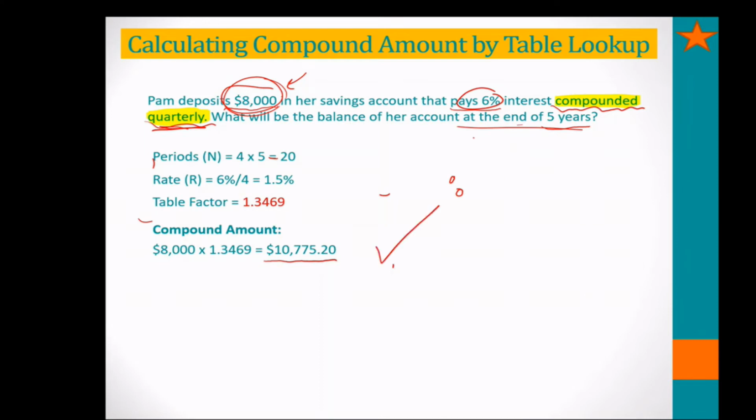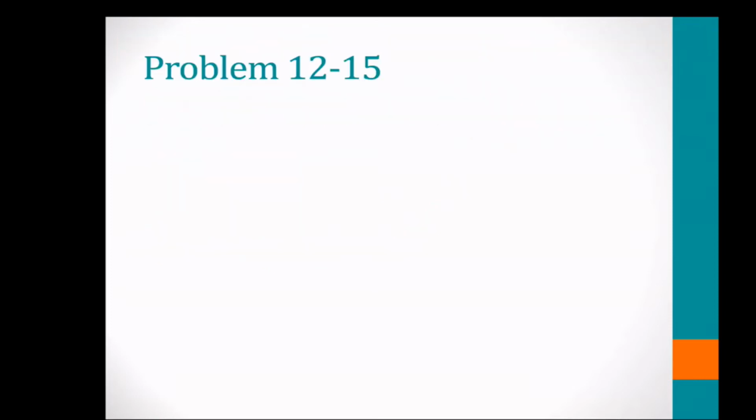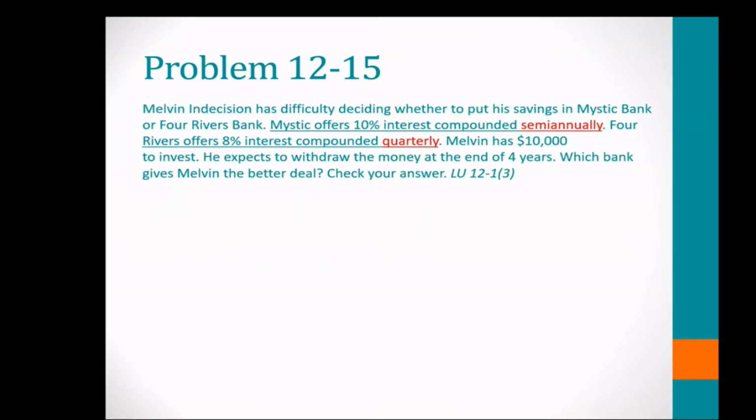Just this way. You need to know how many periods and what the rate is. Go to the table factor, find the value, multiply by the initial amount, and you will get the final answer. Okay, that's all. This is how to calculate compound interest.